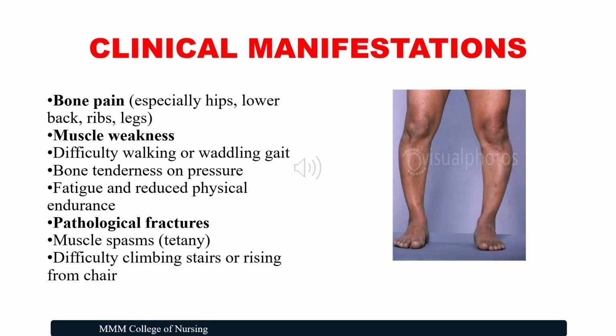So coming on to the clinical manifestations. The clinical manifestations are bone pain, especially in the hips, lower back, ribs and legs. Muscle weakness will be there, which leads to difficulty in walking, waddling gait, bone tenderness on pressure, fatigue and reduced physical endurance. Pathological fractures may also occur, along with muscle spasms, that is tetany, and difficulty in climbing stairs or rising from a chair. These are some of the clinical manifestations of osteomalacia.